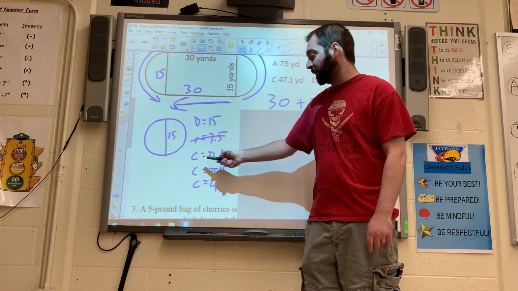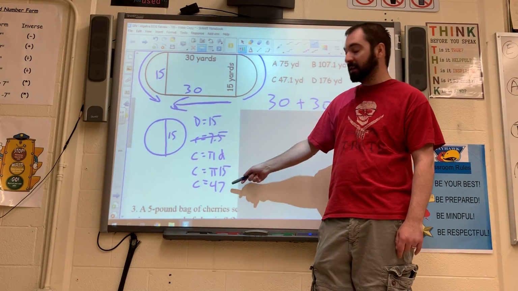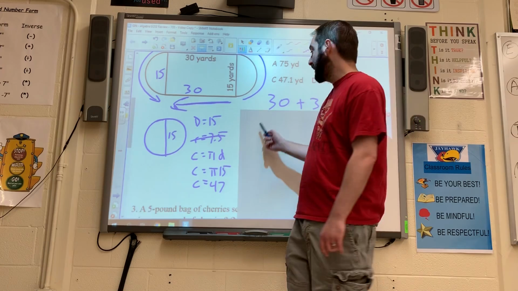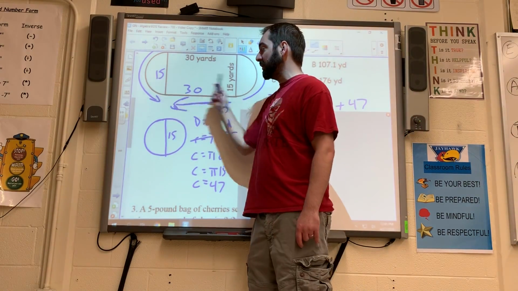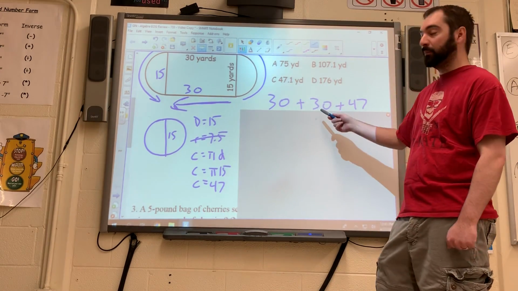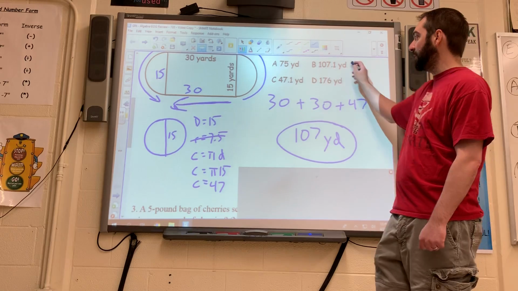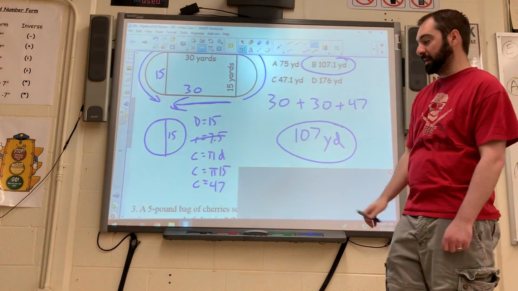I know my circumference formula is c equals pi times the diameter, so c equals pi times 15 gives me approximately 47. Now that's my missing distance. These two half circles combined has a total distance of 47, so I could say 30 plus the curves, 47, gives me a final total of 107, really close to answer choice B.